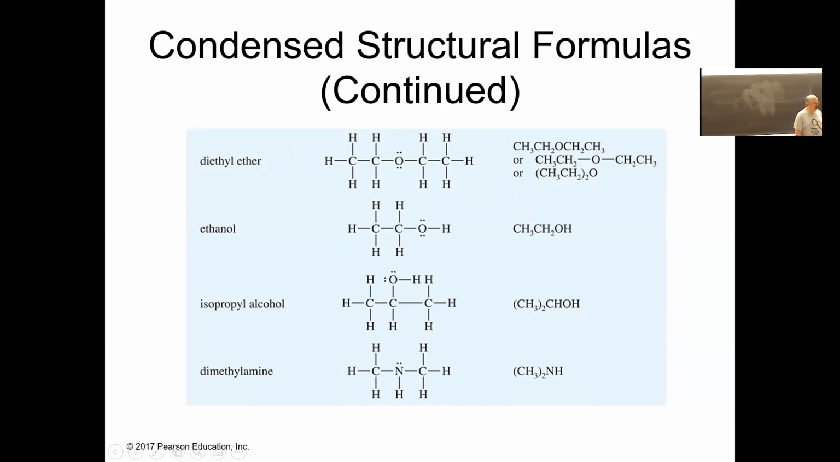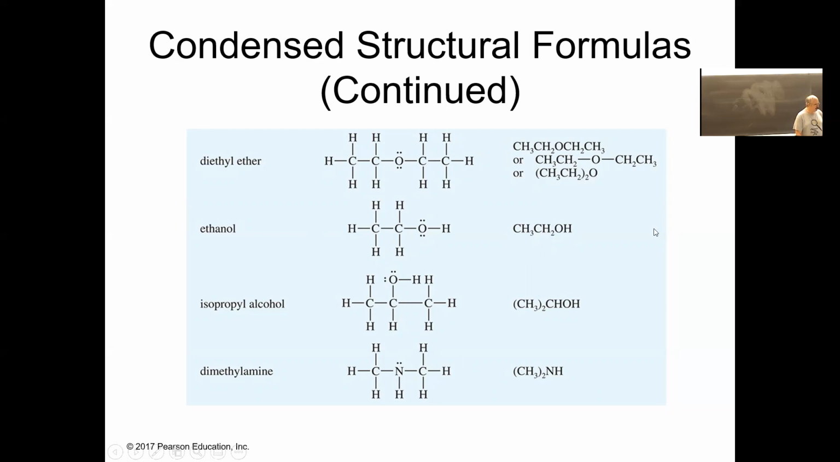Here are some other Lewis structures versus condensed formulas. This one is diethyl ether. Sometimes we show the bonds between carbon and oxygen. Sometimes we don't. Either one is acceptable. We could also show this as O with 2 of these CH3, CH2 groups attached to it. We do need to show the H that's on the oxygen here.